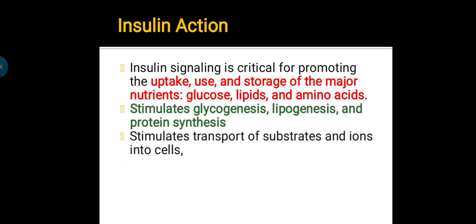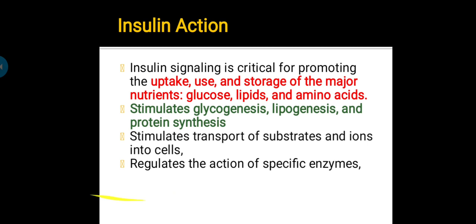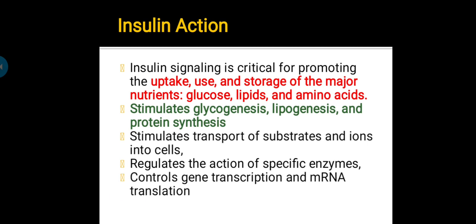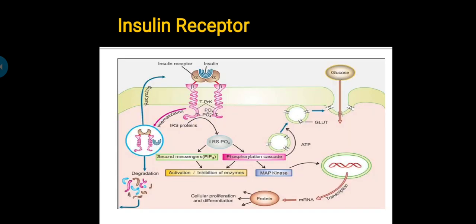So it stimulates transport of substrates and ions into the cell. It regulates the action of specific enzymes. Enzymes of glycogenesis and enzymes of lipogenesis are stimulated by insulin, whereas enzymes for glycogenolysis, lipolysis and neoglucogenesis are all inhibited by insulin. That is done by controlling gene transcription and mRNA translation. So this is the mechanism of action of insulin.